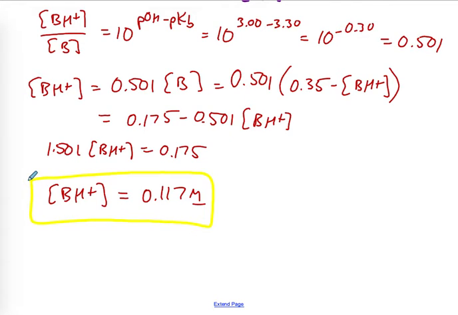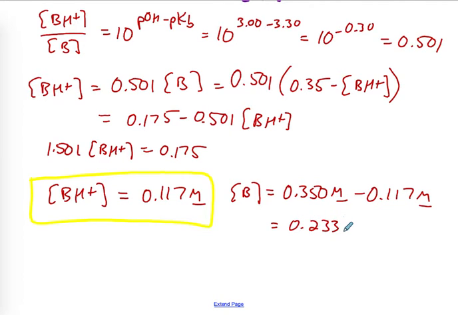Now, I didn't ask for the concentrations of both, but we can go ahead and calculate that anyway. The concentration of remaining unreacted dimethylamine, the basic component, will be the total concentration minus the concentration of the acidic component that we produced, or 0.233 molar is the concentration there. Now, if you wanted to make sure that you did this correctly, you could always take these, plug them back into the Henderson-Hasselbalch equation, and you'll get the pH that we calculated.